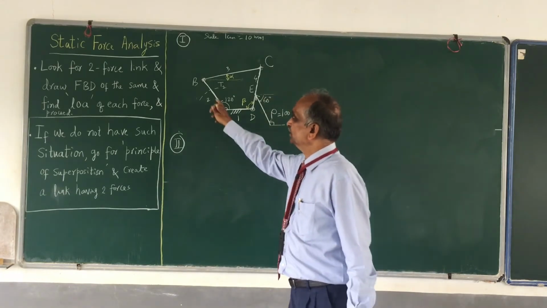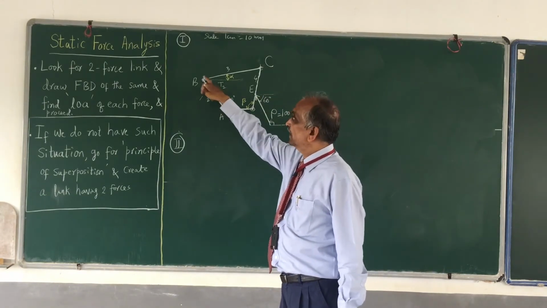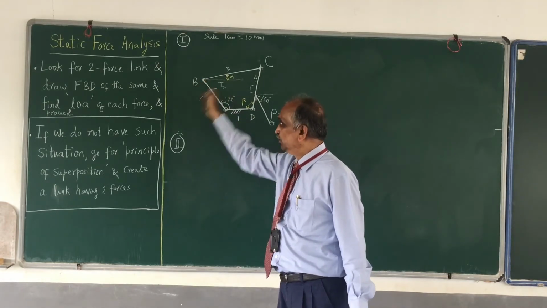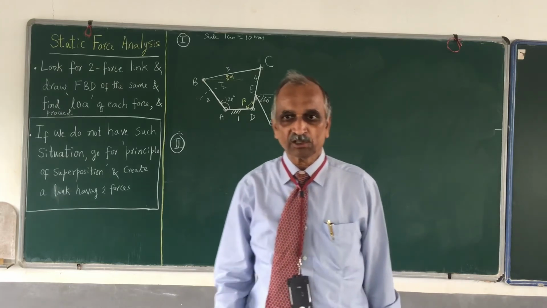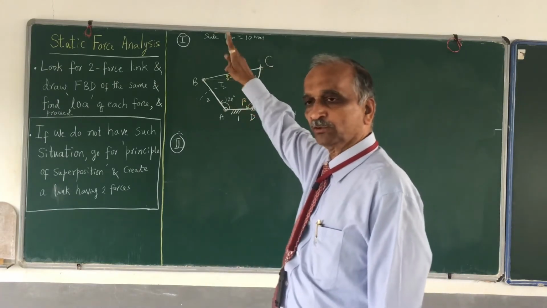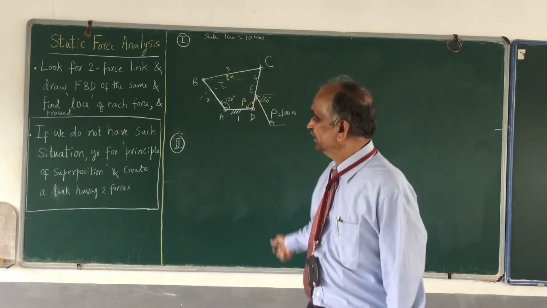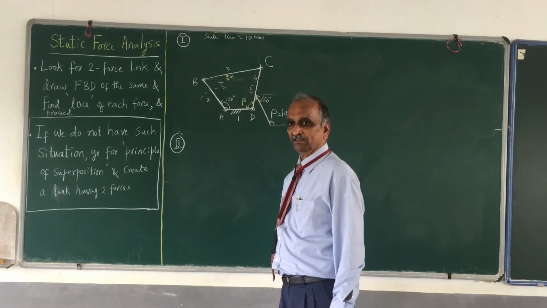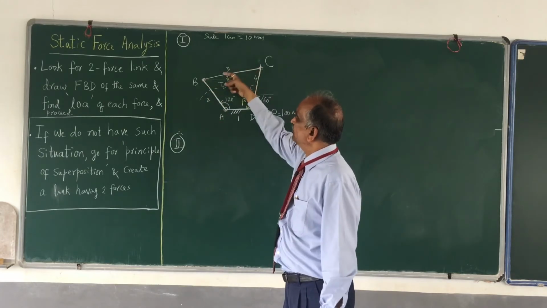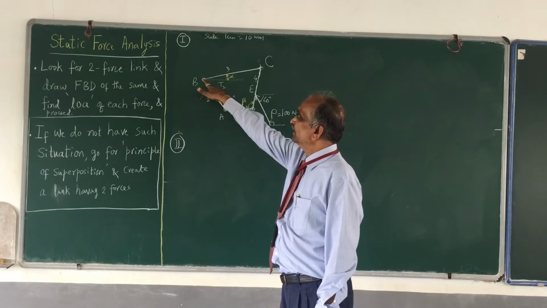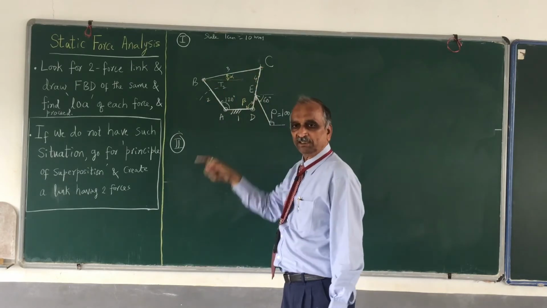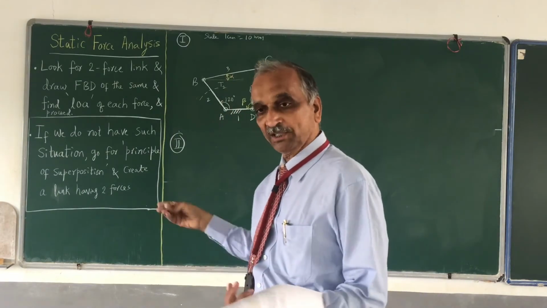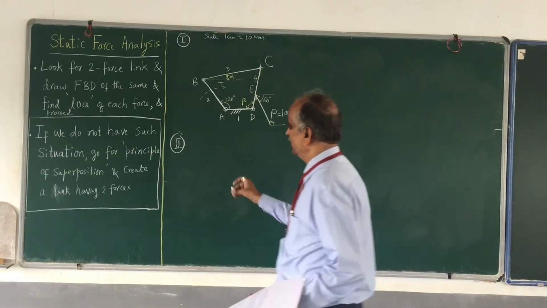Link number 2 is subjected to one torque and one force at B and another force at A. When I isolate it, if I try to draw the free body diagram of 2, it is subjected to 2 forces and 1 torque. Therefore, it is not the one which I am interested in. Now let me check link number 3. It is not having any extra force in between. And there is one force at B and one force at C. That means link 3 is a 2-force link.